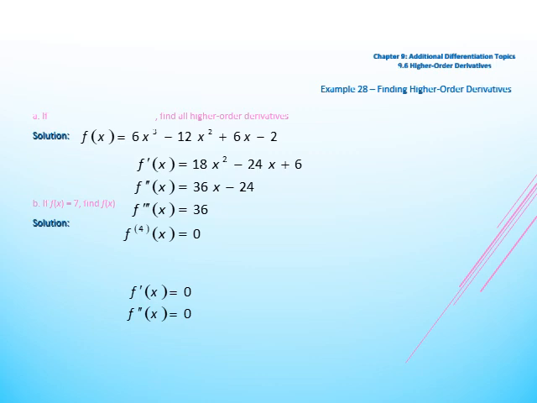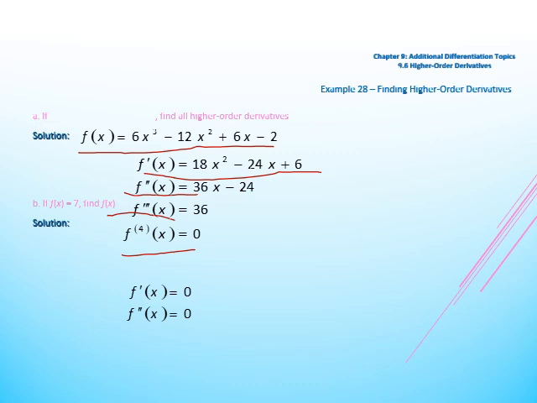So if you want to get the higher order derivative for any function like this, we differentiate it more times until we get the derivative equal to 0. So f of x equal to 6x to the power 3 minus 12x to the power 2 plus 6x minus 2. The first derivative is 18x squared minus 24x plus 6. The second derivative equals 36x minus 24. The third derivative equals 36. And finally, the fourth derivative equals 0.